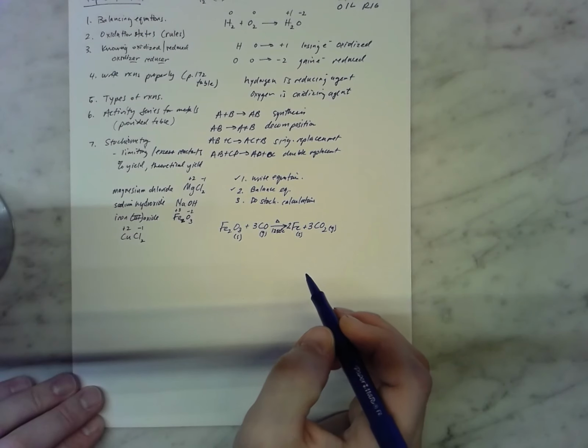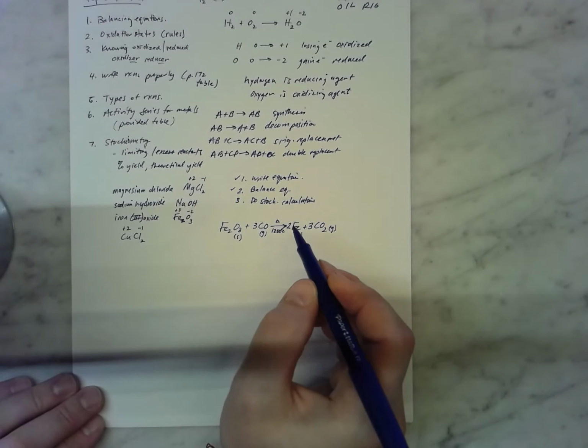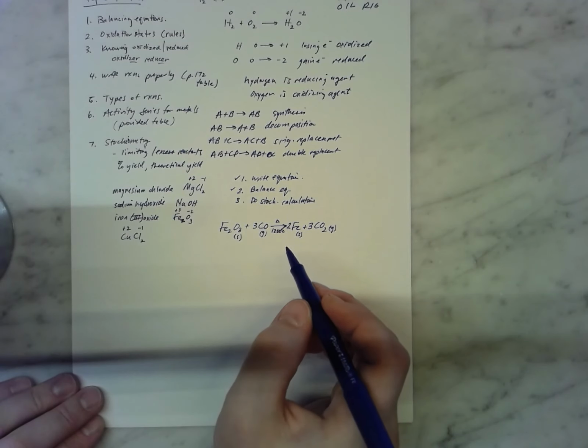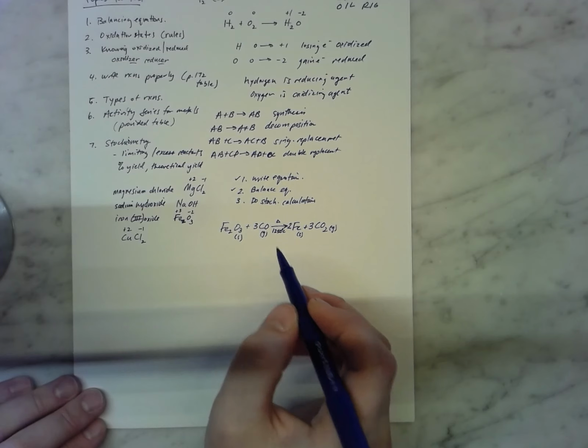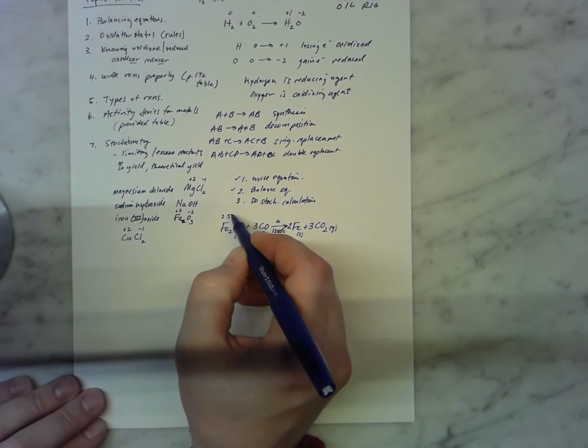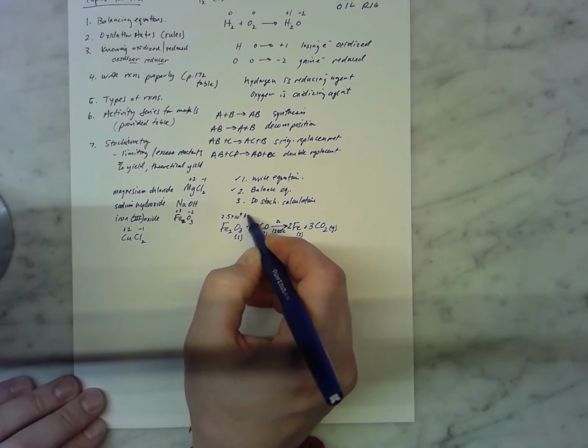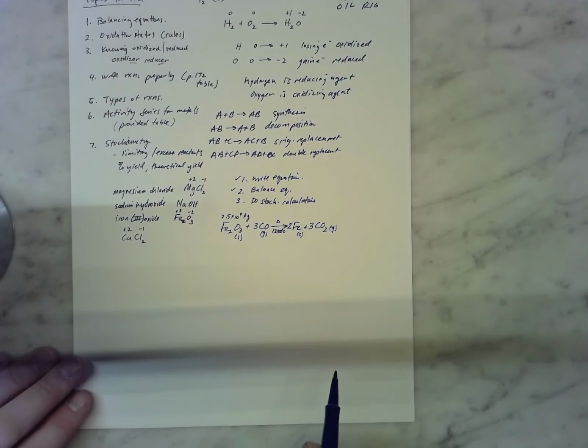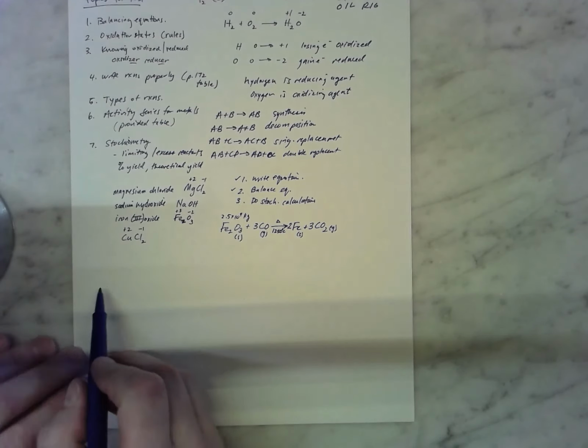All right, so what's our next thing? Do stoichiometric calculations. Now we're going to treat this like it's a conversion problem. We have 2.5 times 10 to the 4th kilograms. So what are we going to do?